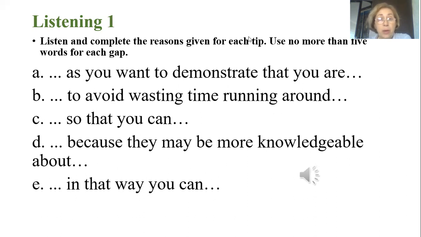Now we are going to listen, and you'll tell me if you can hear. Unit 3. Can you hear? Yeah, miss. Okay, now. Listening 1.